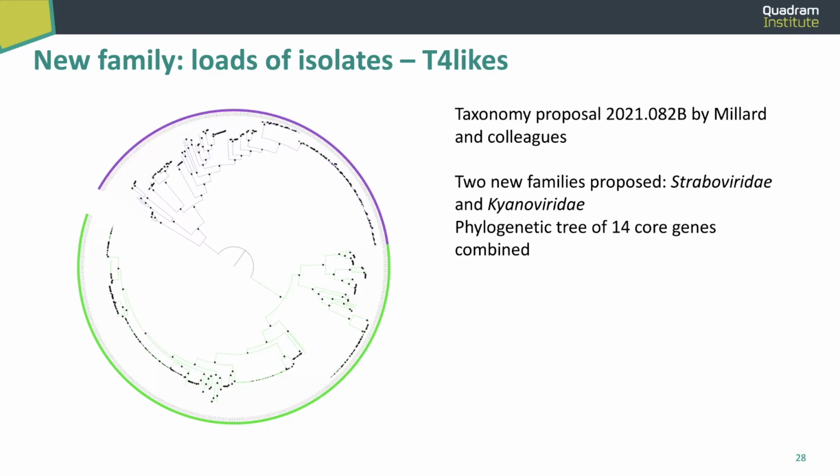It can get quite complicated. So this is two new families of T4-like phages that were proposed, and this taxonomy proposal by Andy Millard and colleagues is currently in submission and has been approved by the ICTV and will be voted on early in 2022. And in this case, the tree was built on a combination of 14 core genes combined to really get the resolution necessary to get a lot of members together in a tree and to get the groupings to be robust.